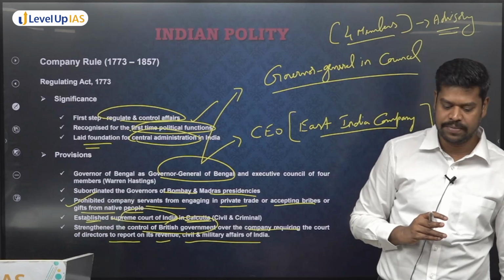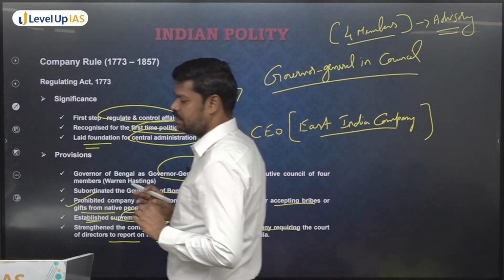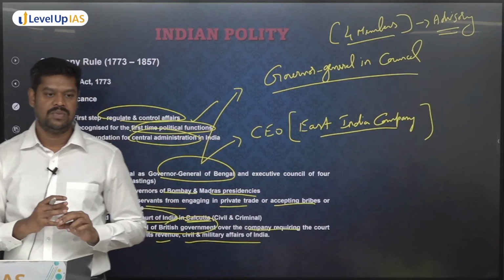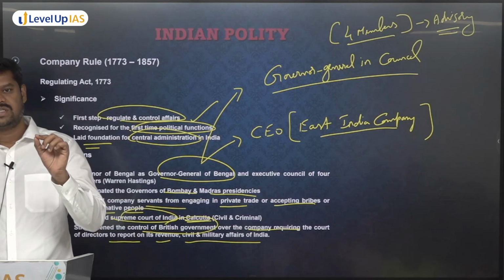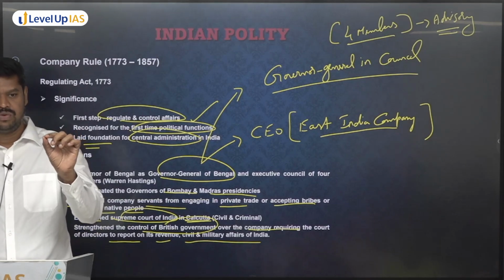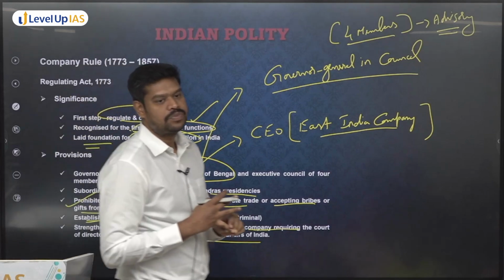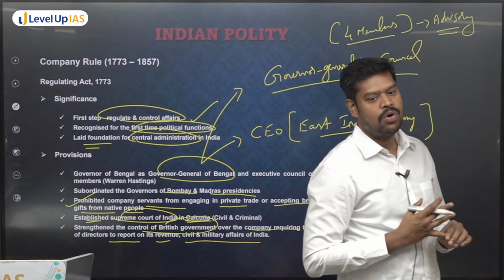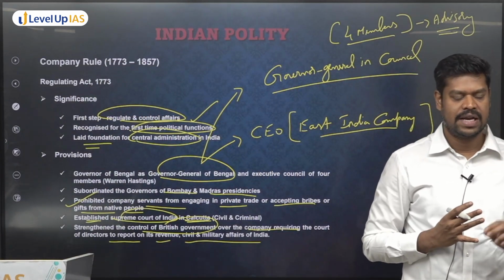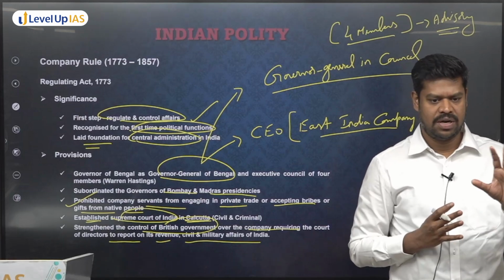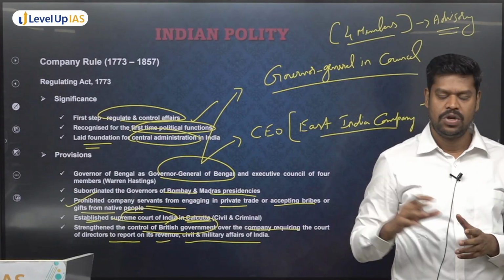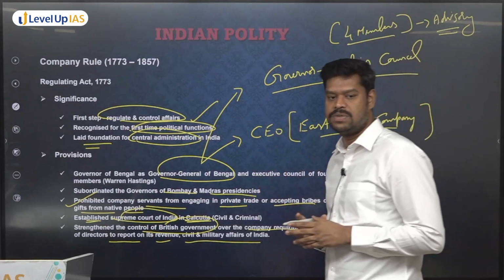So these are the major significance and the major changes that happened after the Regulating Act of 1773. Let me quickly summarize the major changes that have been brought in. First of all, what is the reason? I want the answer from you. What is the major reason to enact this Regulating Act? They wanted to regulate the affairs of the East India Company, mainly to prevent corruption and the losses that were happening in the company. So the law was enacted.